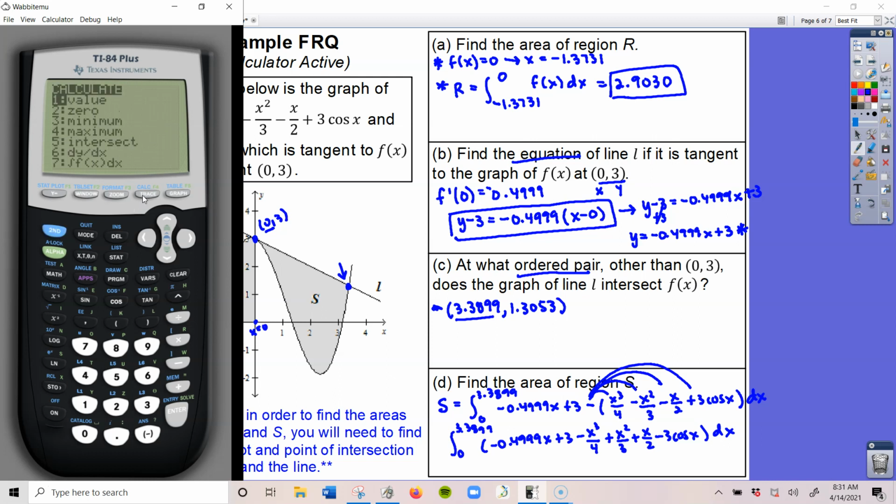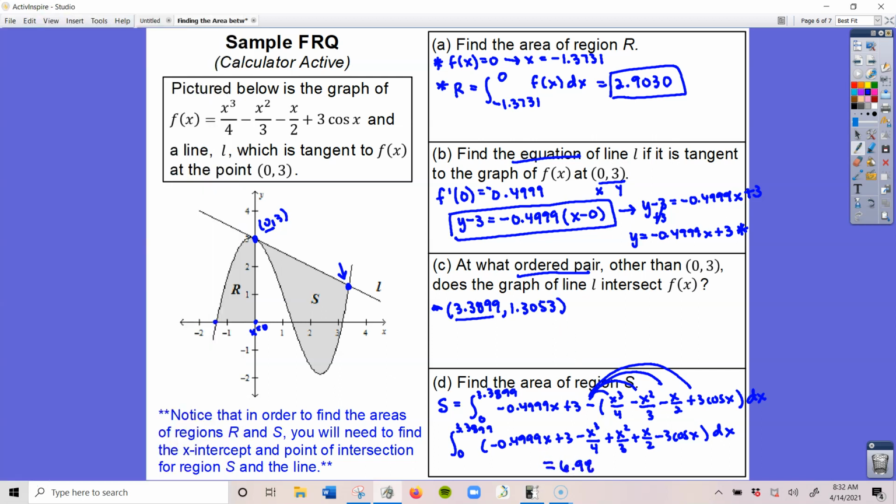So I go to second calc and we're integrating, so option 7, my lower limit is 0 and my upper limit is 3.3899. And you'll notice that when it shades it in, those points of intersection are now your zeros. So when you graph your new function, you'll see that it should stop at the x-axis. And so my area here is 6.9825. And this would be my answer.